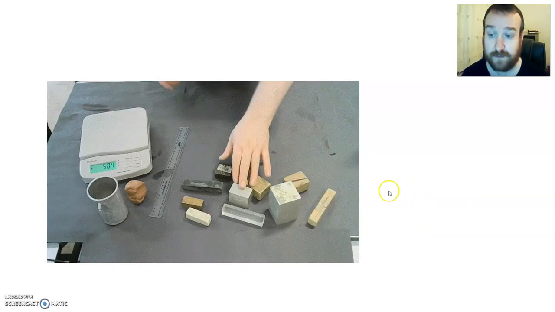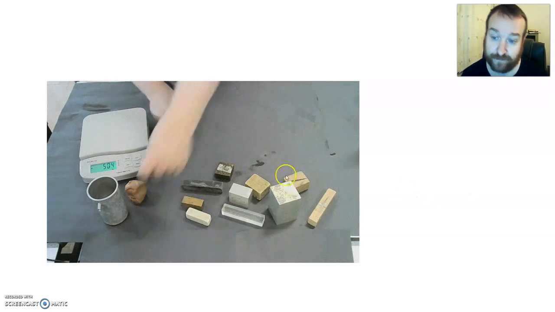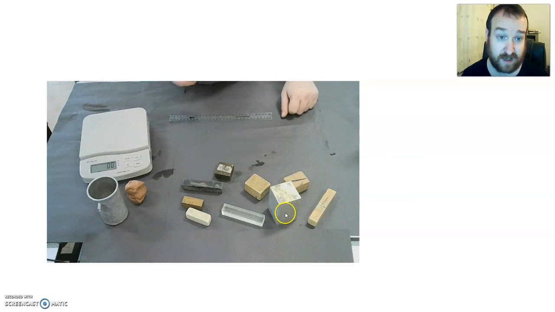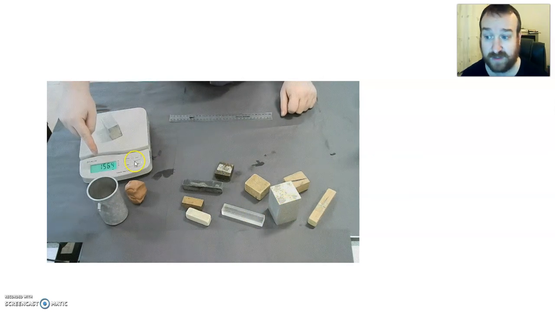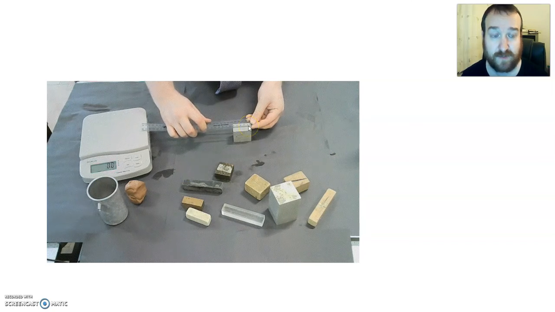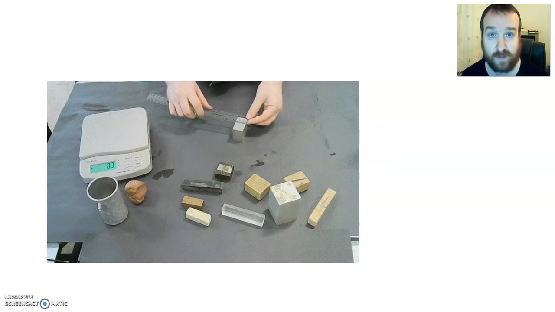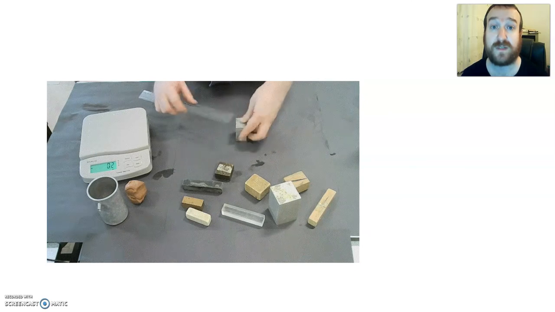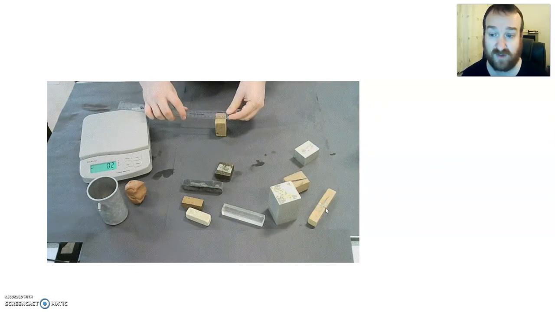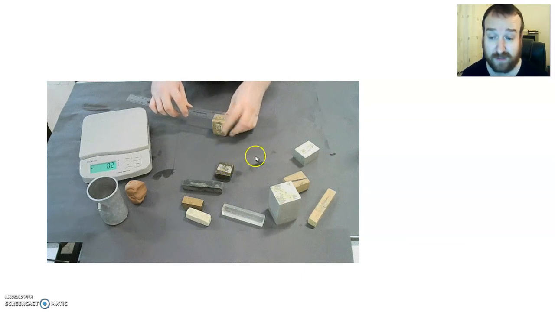Okay, and here's me doing it. So here's my mass balance. Here are the different regular solids I'm looking at. That's an aluminium block, and that's a slightly bigger aluminium block. I zero the scales, put the block on the scales, find that mass, and then I measure the sides. I measure the height, the width and the length. I times those numbers together, and I can do that for each of these different blocks. I'll record it in the results table, and that's pretty straightforward.